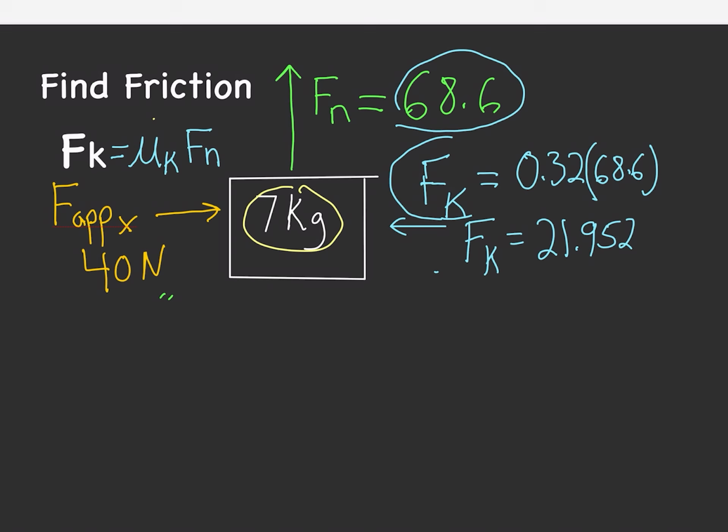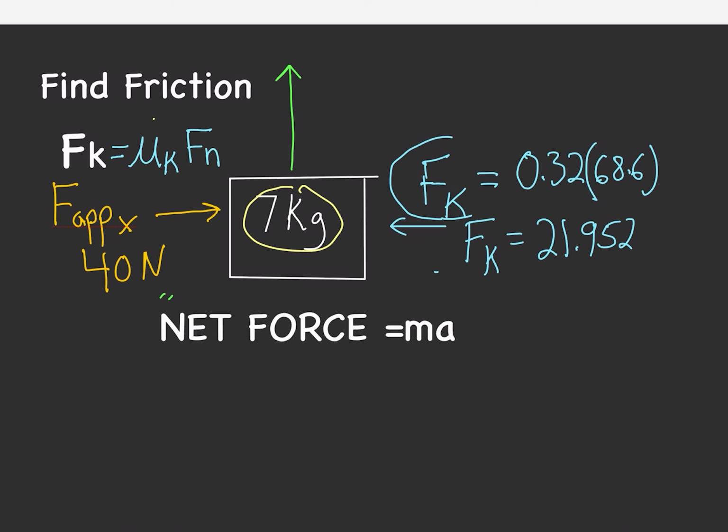But we're going to have to subtract them to find out. So notice the force applied X to the right kind of, we'll say, wins out. It's got 40 newtons of force versus the friction is only 21.9. So that means that there's going to be extra force applied in the direction to the right. And that's what I'm looking for. And that's going to be called the net force. Okay, the net force is what we really need.